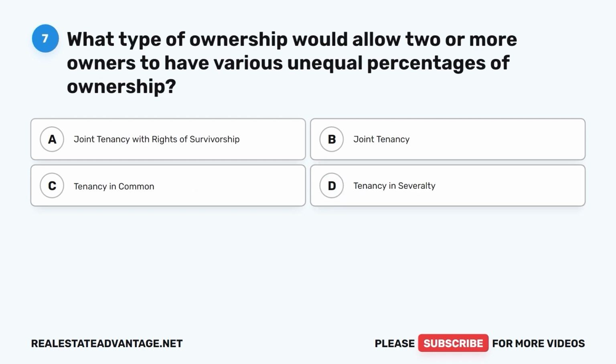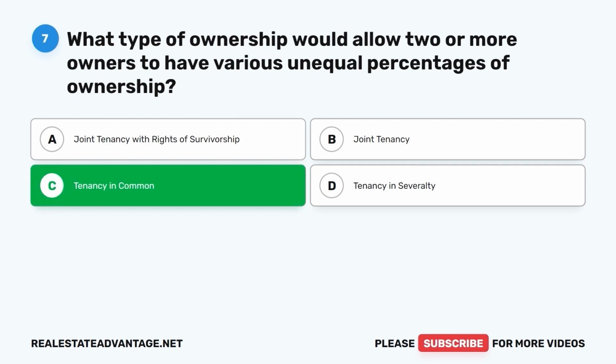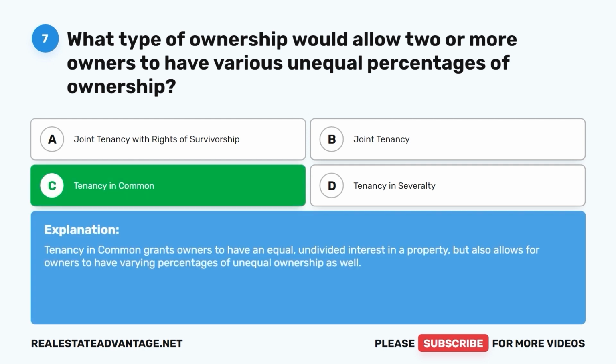Question 7. What type of ownership would allow two or more owners to have various unequal percentages of ownership? A. Joint tenancy with rights of survivorship. B. Joint tenancy. C. Tenancy in common. D. Tenancy in severalty. The correct answer is C. Tenancy in common. Tenancy in common grants owners an equal, undivided interest in a property, but also allows for owners to have varying percentages of unequal ownership as well.